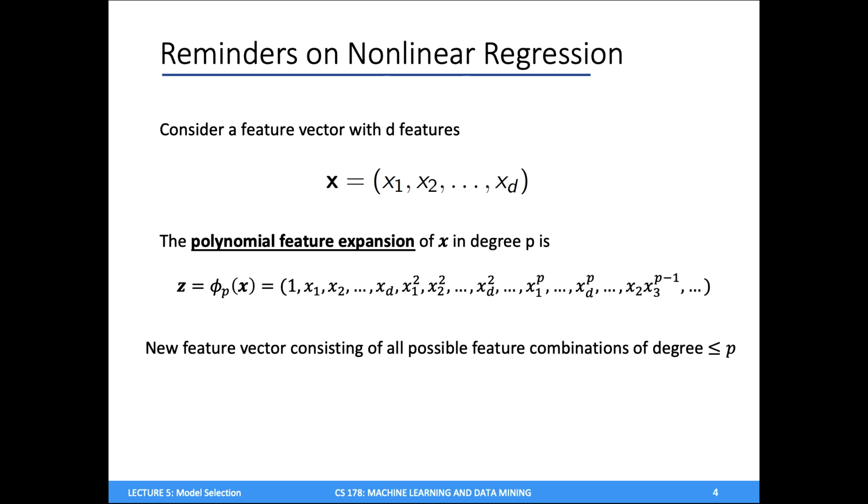Before we get started with model selection, a few reminders of nonlinear regression from the previous lecture. The basic idea is that if we have some feature vector with d different features, we can compute what's called a feature expansion of this feature vector, which is just some transformation of our data. In this case, we might consider a polynomial feature expansion, where we take all the different powers and combinations of our features. Then to do nonlinear regression, we just fit a linear model on top of these new polynomial features.